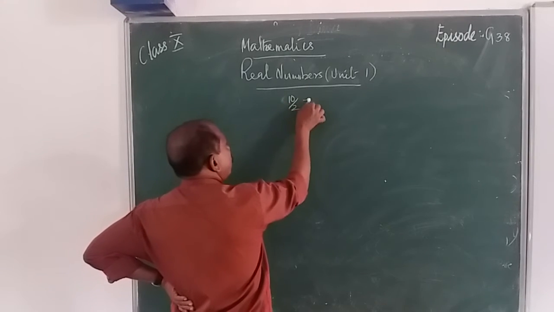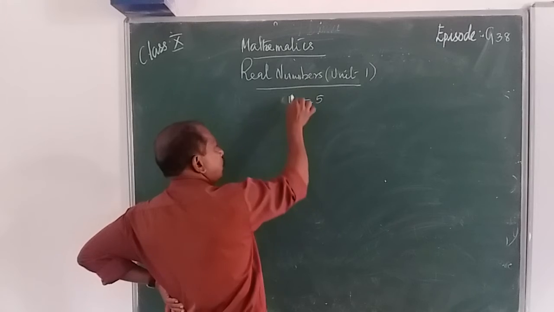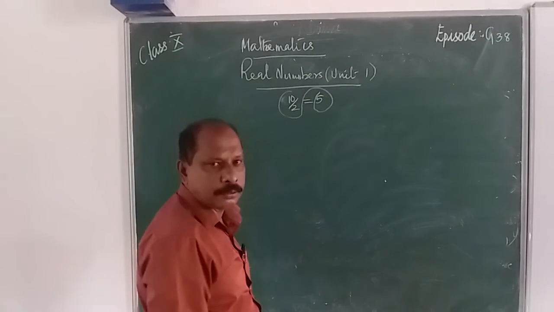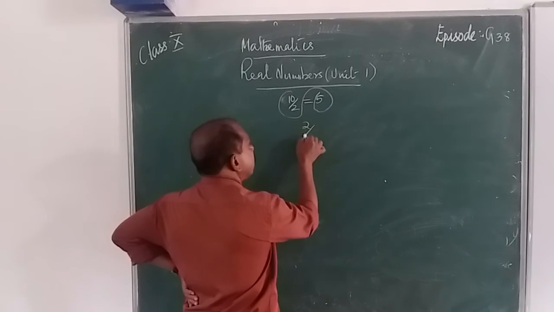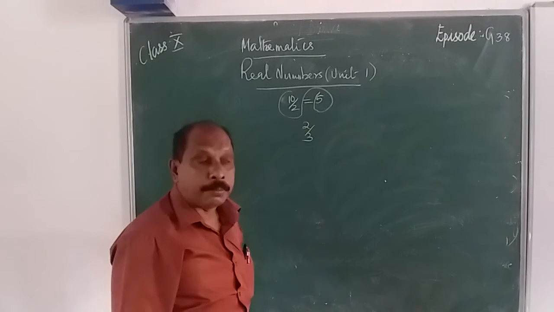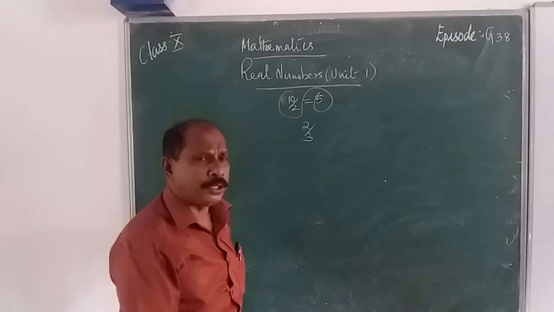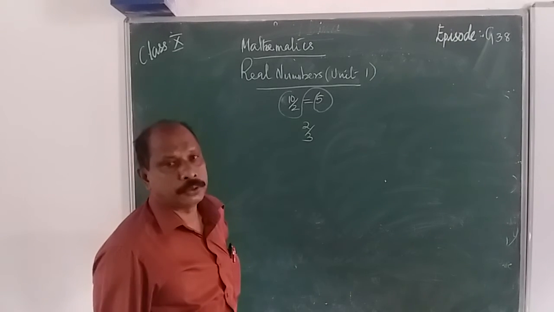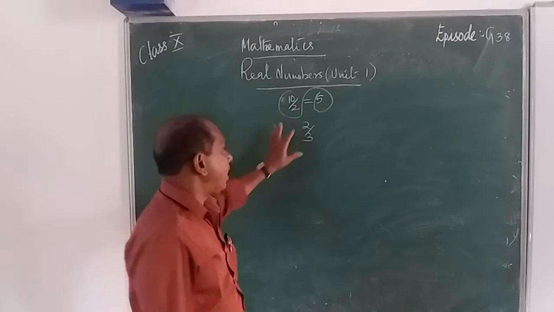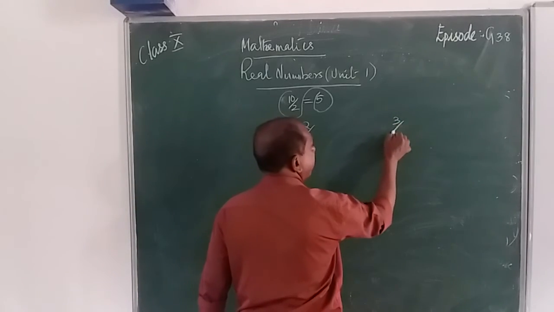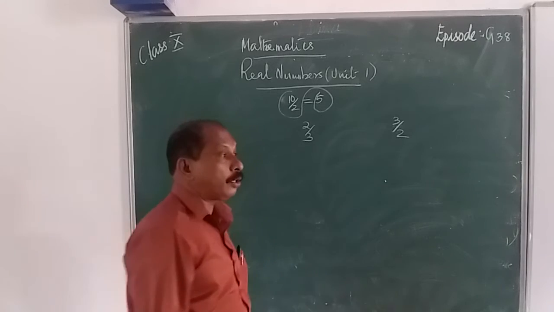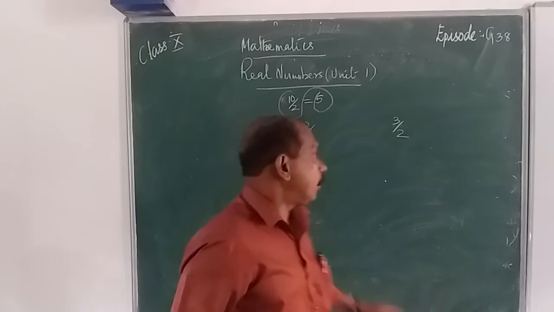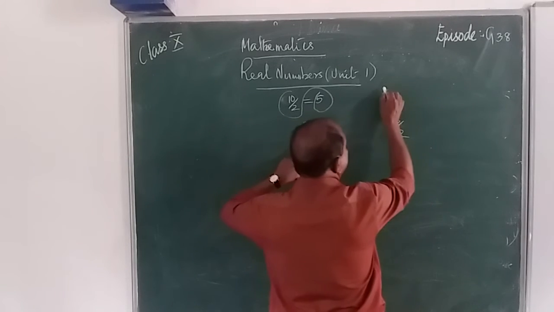10 by 2 is equal to 5. Therefore, this rational number is of the form integer. But 2 by 3 is a rational number, but it is not an integer. 2 by 3 is 0.666, that is repeating. 3 by 2 is 1.5. Therefore, these numbers, 2 by 3 and 3 by 2, are rational numbers but not integers. Therefore, these numbers are known as fractions.